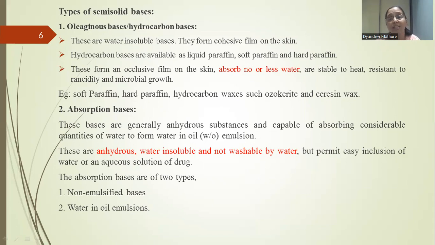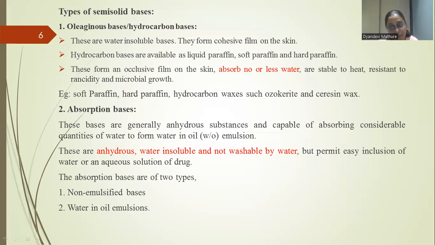So they form a cohesive film on the skin. When we are applying the ointment, these bases will form a film on the surface of skin. Hydrocarbon bases are available as liquid paraffin, soft paraffin, and hard paraffin. These are some of the examples of oleaginous base. These form an occlusive film on the skin, as we have seen, and absorb no or little water. As these are hydrocarbon bases, they will not be responsible for absorption of water, or sometimes they will absorb a very small amount of water.